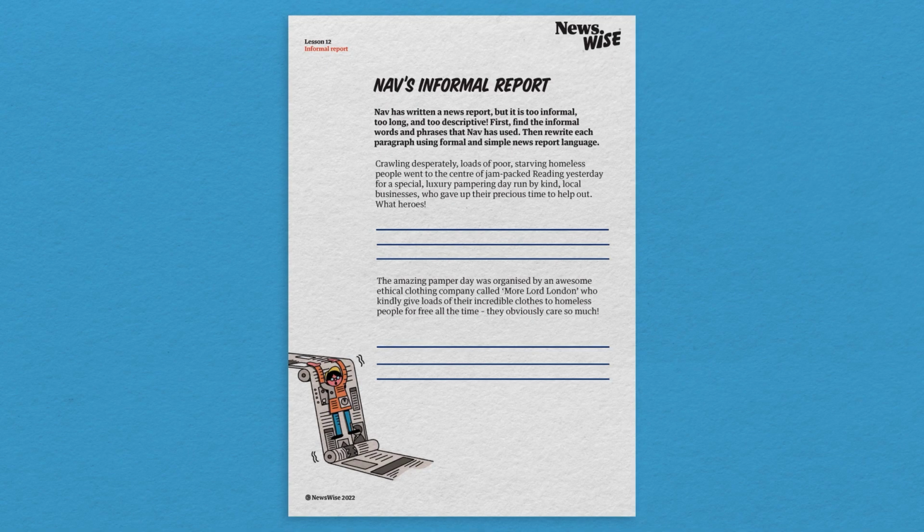In this lesson, your pupils will look in detail at the language that's used in a news report. Afterwards, they'll be ready to use it in their own writing. You might choose to use the informal report resource during the main activity. However, there are other options to choose from that focus on relative clauses and reported or direct speech.